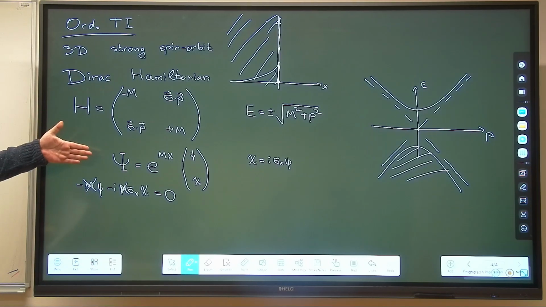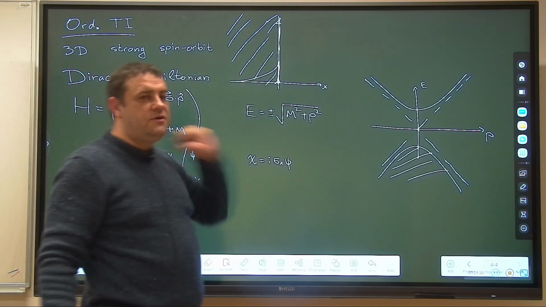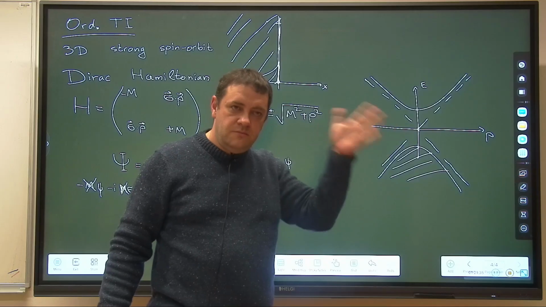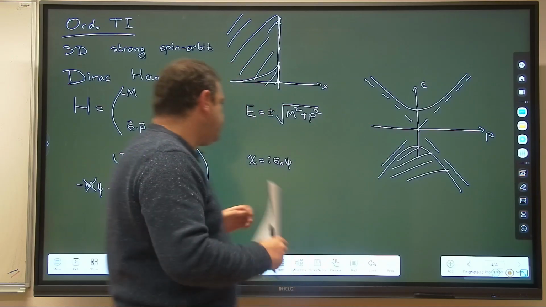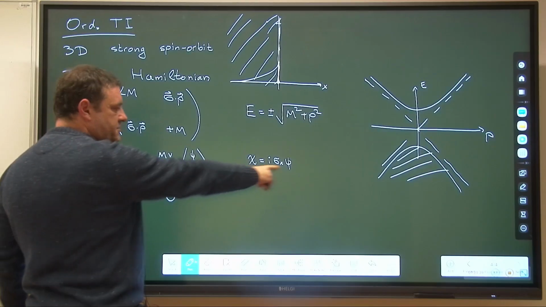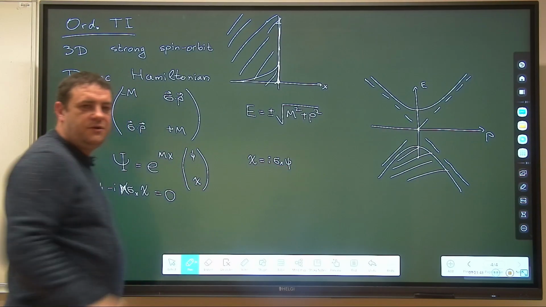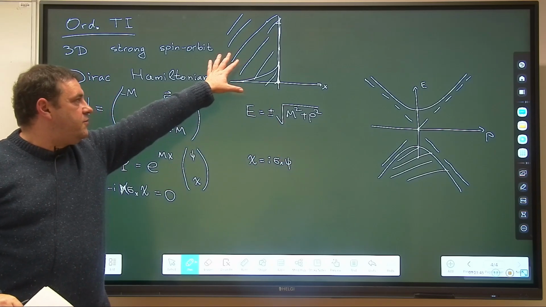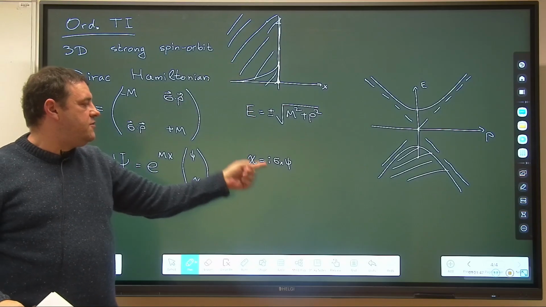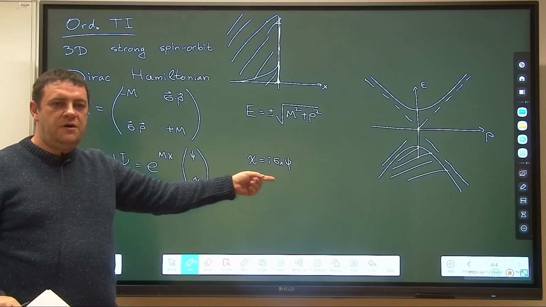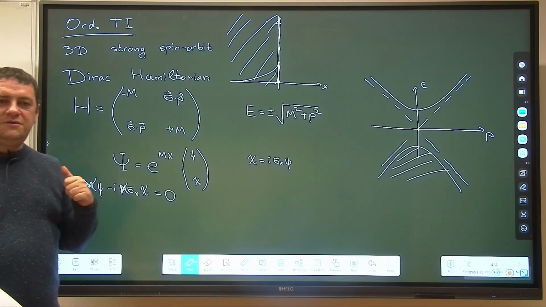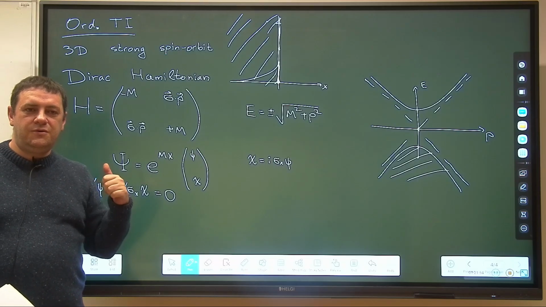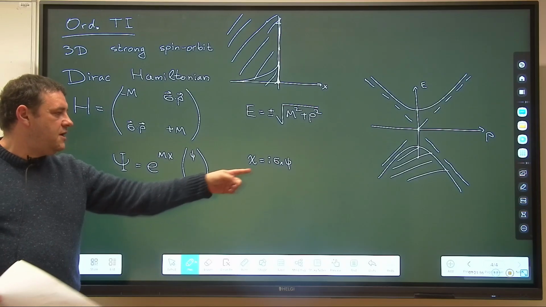And in order for such a state to exist, I need to impose certain boundary conditions on this surface. And the boundary conditions are exactly like this: chi equals i sigma x psi. So if I have a Dirac Hamiltonian here with this boundary condition, I will generate a zero energy state inside the gap, which lives near the surface.